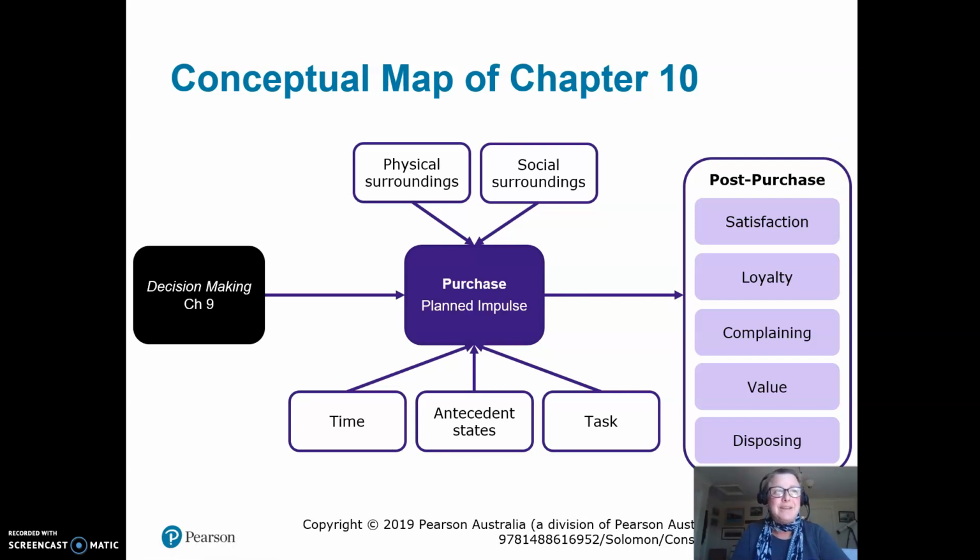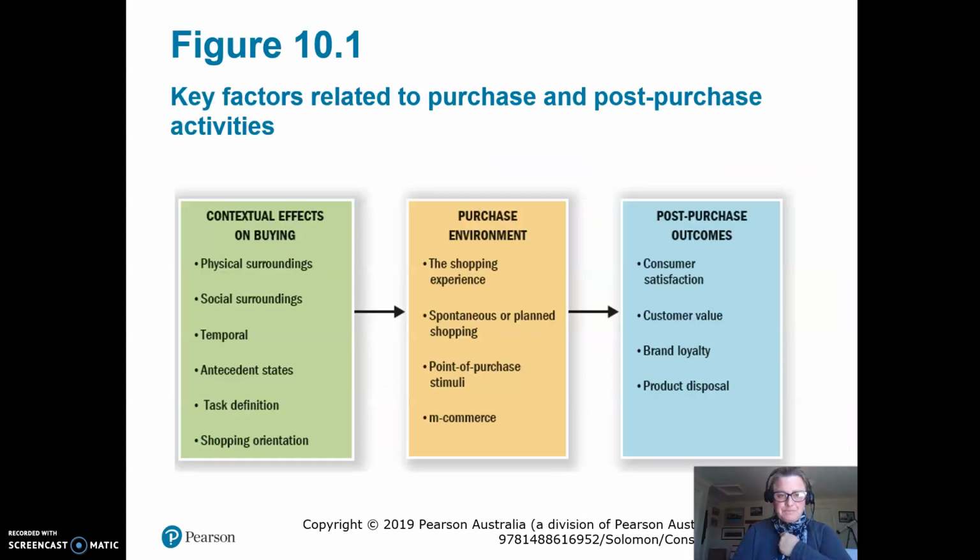So once we own a product, things aren't finished. That's when we sort of make evaluations about our purchase. That our evaluations might lead to loyalty, might lead to complaining behaviour if our satisfaction isn't high. We can talk about the different types of value that we might receive from our purchase. And then we can also talk about something that's become really important in the purchase process or the decision-making process, which is disposing or disposal of goods that we don't need anymore.